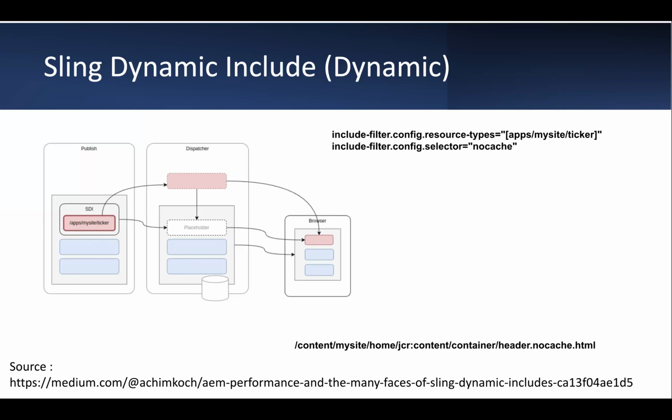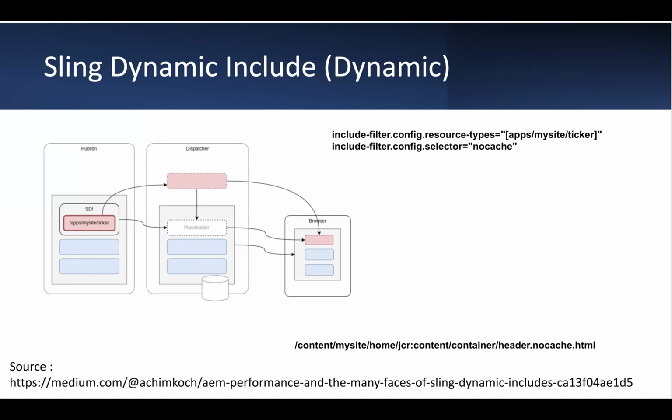What you can do is create an OSGi configuration for Dynamic Include, after obviously installing the OSGi bundle for Sling Dynamic Include, and then add your resource type in that configuration. Use a selector, nocache. What will eventually happen is that on the dispatcher end, it will generate a placeholder, which you can see at the bottom. It says /content/my-site/home/jcr:content/container/header.nocache.html.